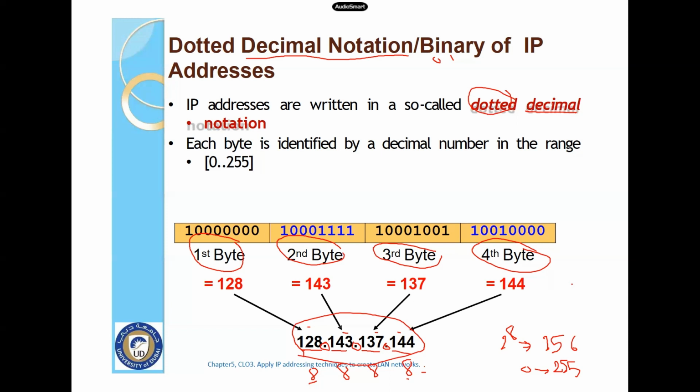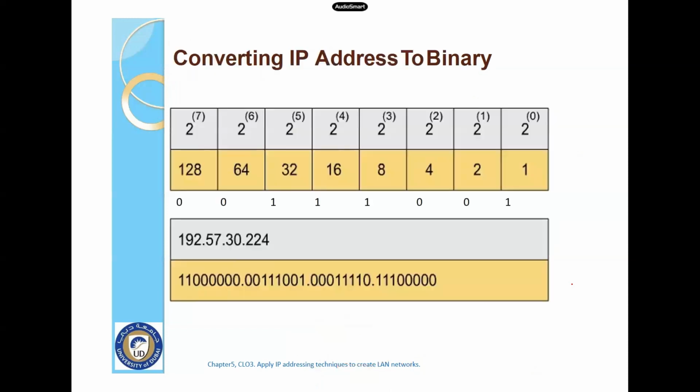A quick look at converting from decimal to binary. If you remember, 2 to the power 7 is 128, 2 to the power 6 is 64. In fact, anybody who deals with computers and IT knows the powers of 2 from at least 0 to 10. So 2 to the power 5 is 32, 2 to the power 4 is 16, all the way down to 2 to the power 0, which is 1.